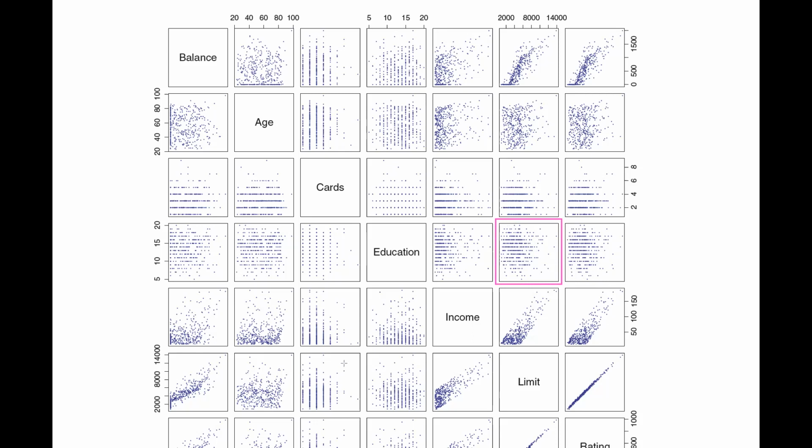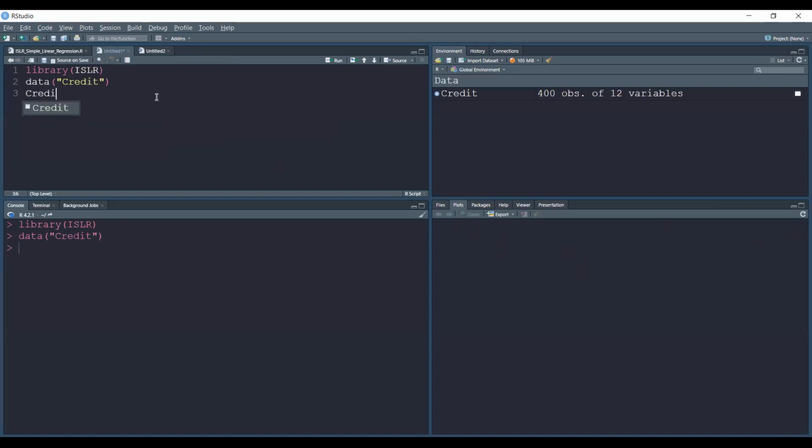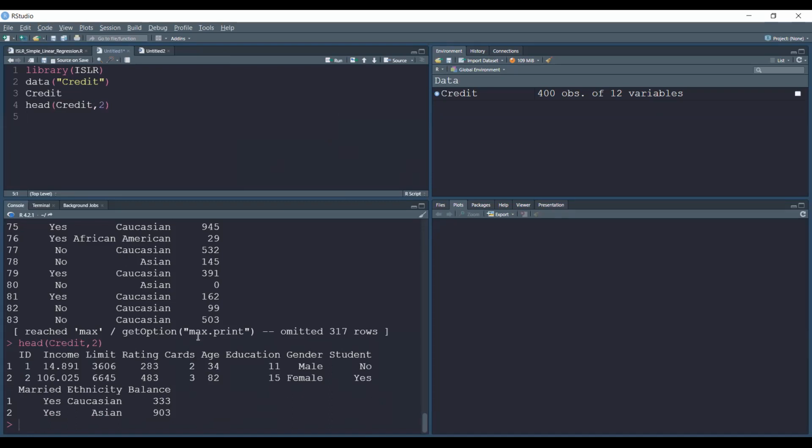In fact, can we see if the data is available in R? Is it in the ISLR package? ISLR, and if we do data, credit, yeah. So here we go. Let's take just the first few records, take the first two. We have income, limit, rating, cards, age, education. There's also gender, student, married, ethnicity, and balance.